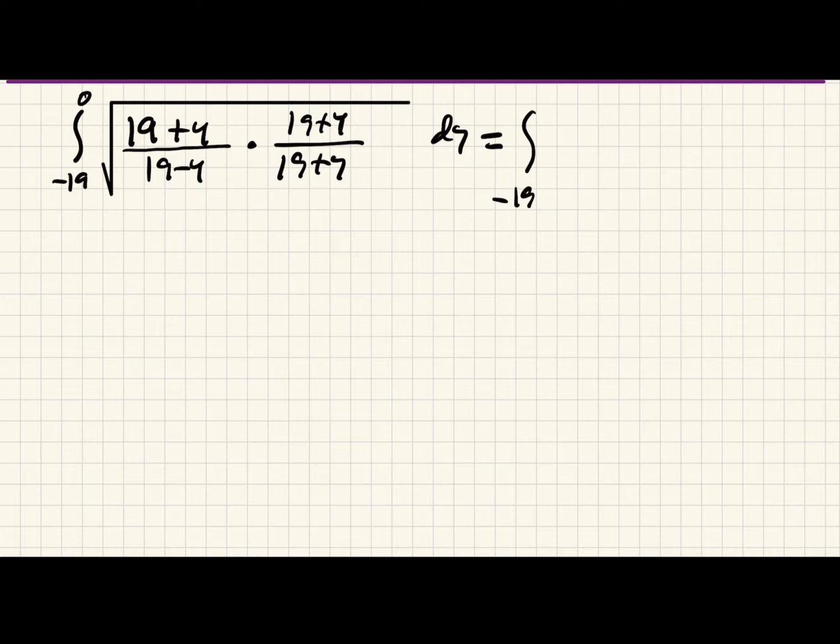So we've got the integral from minus 19 to 0. Now, I'm going to go ahead and write it as two different radicals. So I'll have the square root of 19 plus y squared on the top, and I'll have the square root of 19 squared minus y squared dy on the bottom. There's no need to know what 19 squared is at this moment.